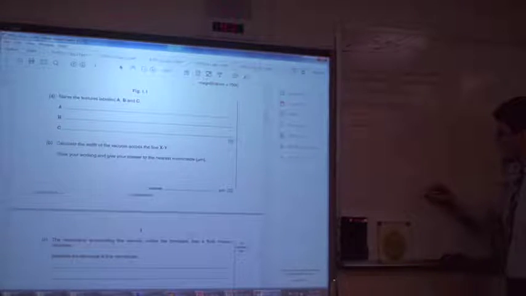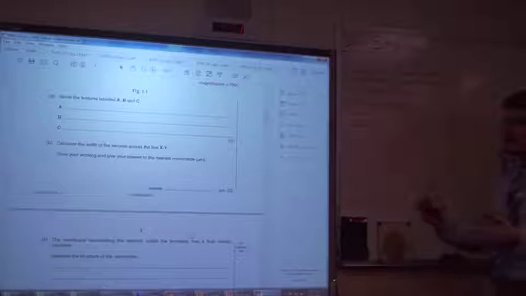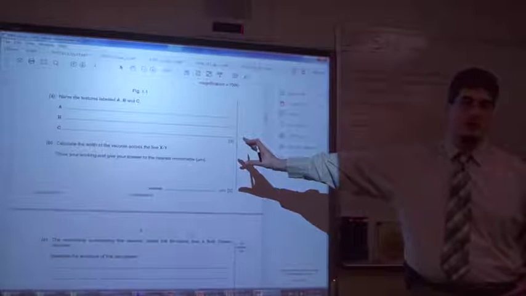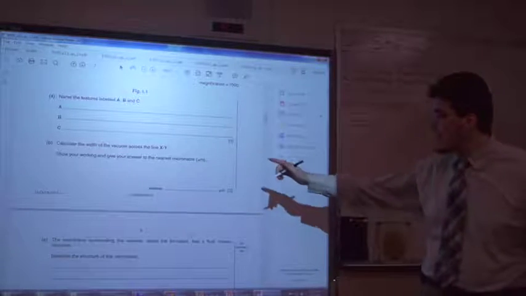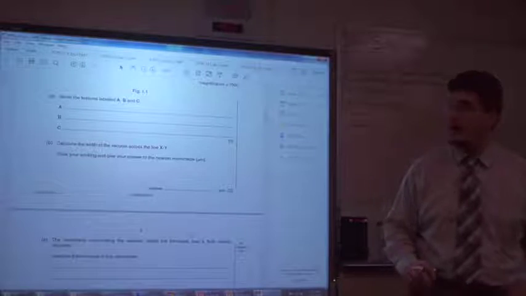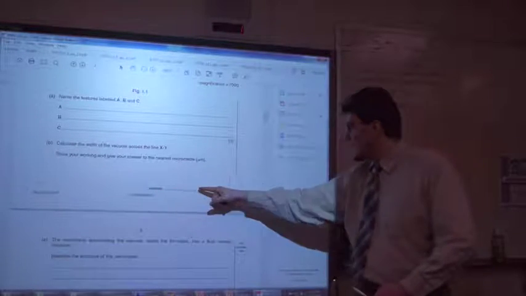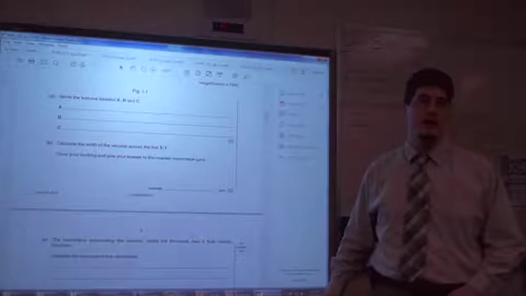So now I'll convert. A equals 7 millimeters times 7,000. Now I need to give my answer to the nearest micrometer. If I give my answer in millimeters, I will not get any points. And here it says: answer, dot, dot, dot, micrometer. So if I write millimeters, it's wrong.